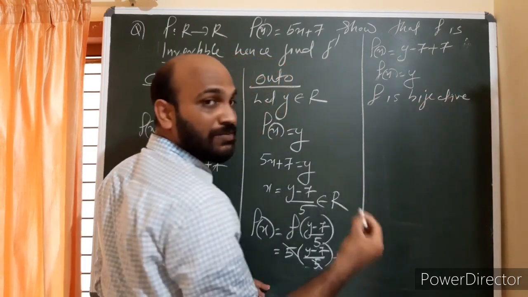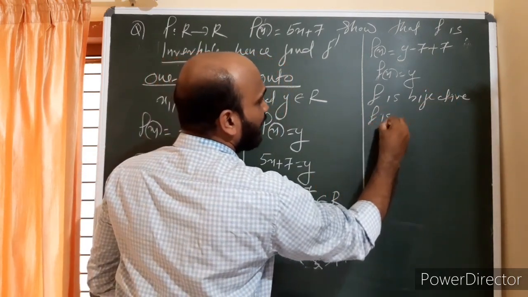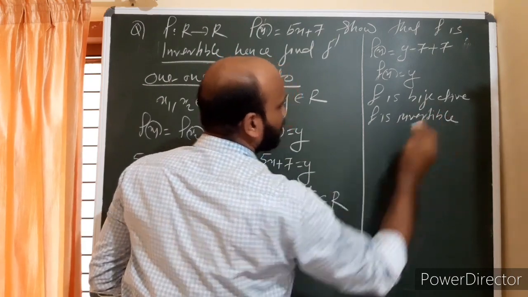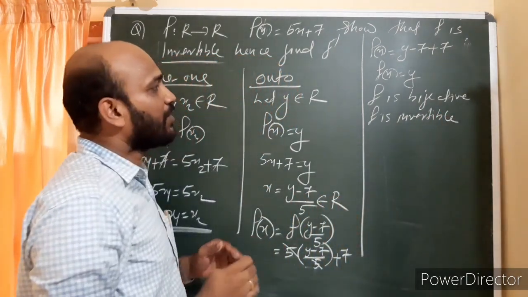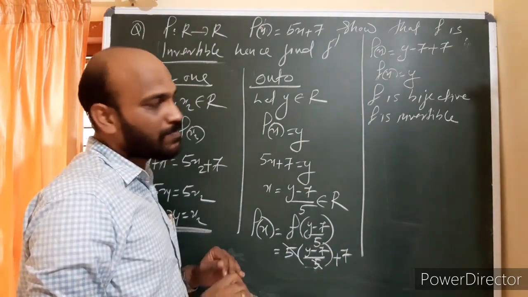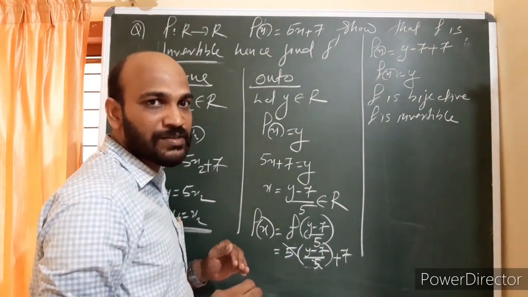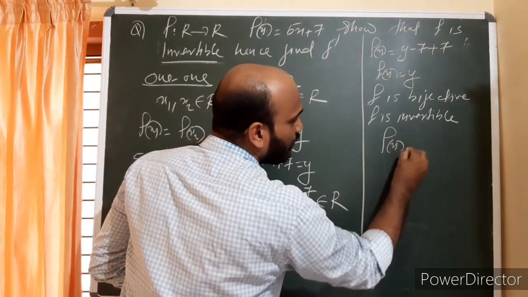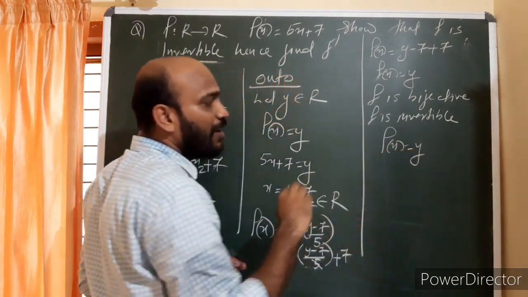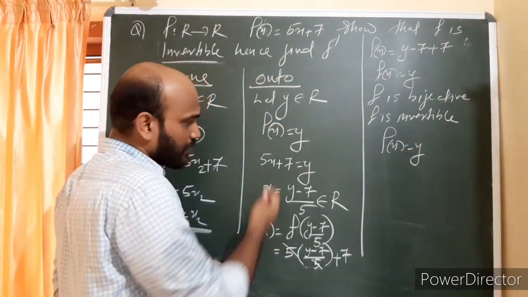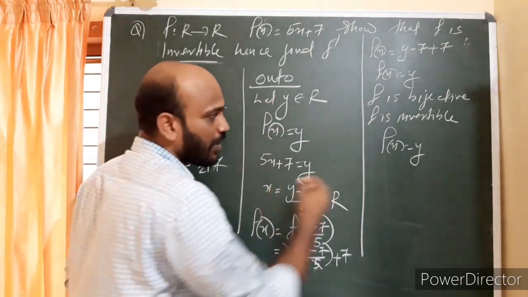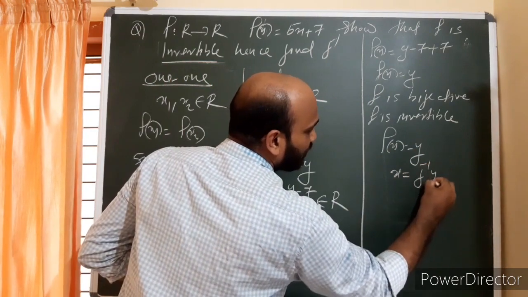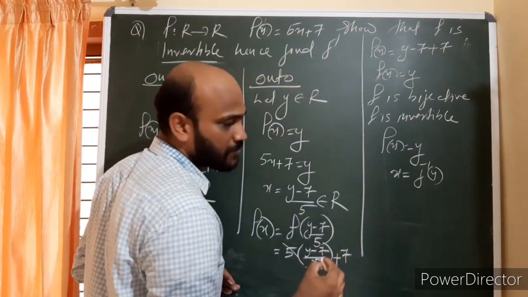Since it is bijective, F is invertible. After that, you have to find F inverse. Now how can we find F inverse? That formula you have to use. That means if F of X equal to Y, then the value of X is in F inverse. Same method you have to follow. So F of X equal to Y, then X equal to F inverse of Y. This definition you have to use.